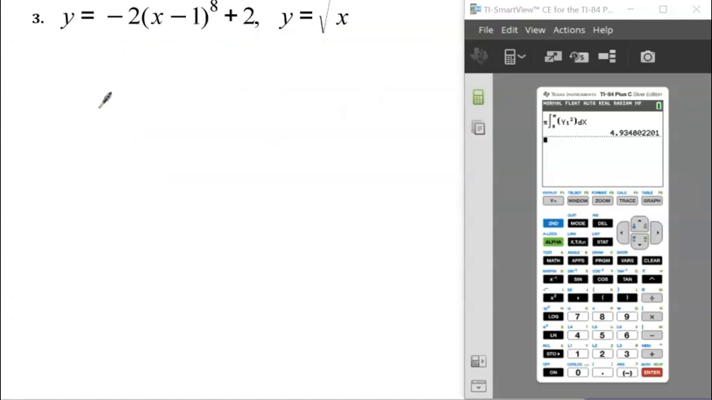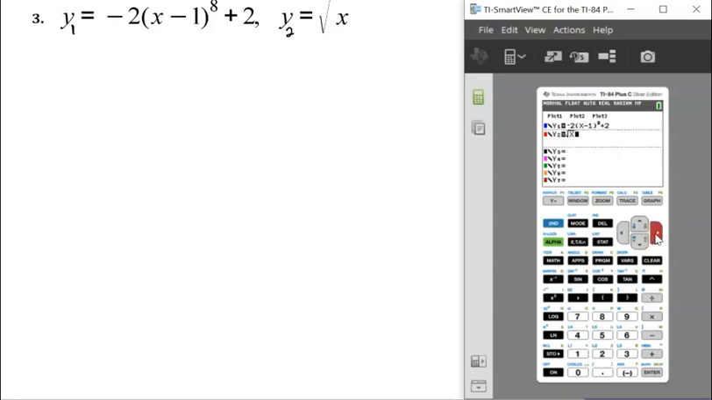So let's look at one that's a washer now. Okay. So I'm going to go back to y equals. In y1, I'm going to type the x to the 8th equation. In y2, I'm going to type the square root. So we've got -2 times (x minus 1) to the 8th, and then a plus 2, and then square root of x.